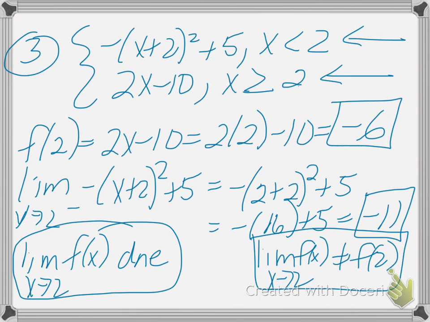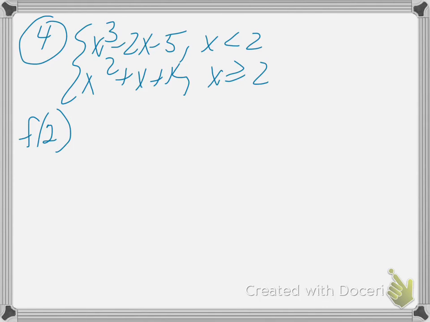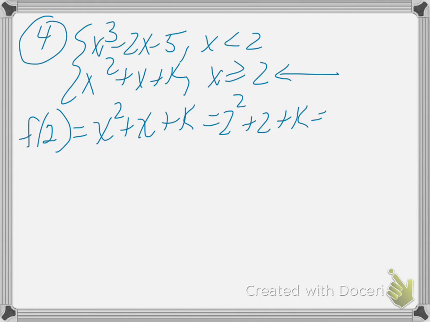Okay, moving on to number 4. Now numbers 4 and 5 were each worth 11 points. Okay, so we need to find a value for k that would make this continuous. So we'll start with f of 2, and when x is exactly 2, we're using that function right there. And that means wherever there's an x, I'm going to replace it with a 2. So I get 4 plus 2 is 6, so 6 plus k.